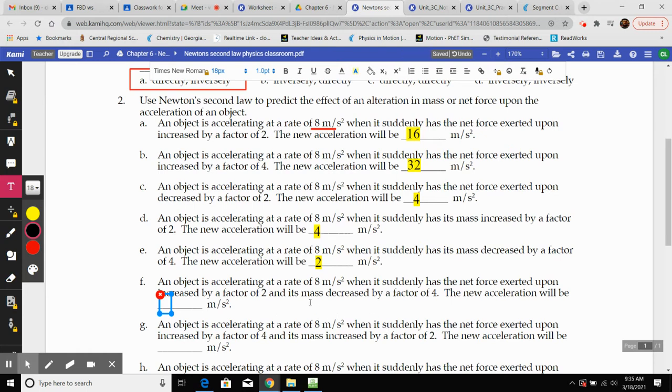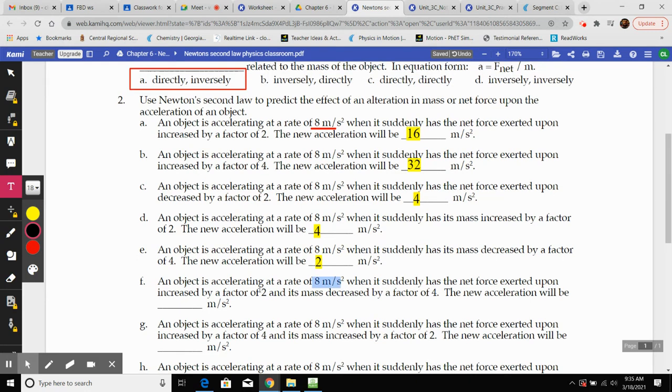Okay. So now in letter F here, acceleration was originally 8. Force increases by 2. So what would the acceleration become? 16. Good, 16. And now it says the mass is decreased by 4. Remember, mass is the opposite. So if it decreases by 4, we're going to multiply the acceleration by 4. Just think about it. If something gets 4 times as light, you should be able to push it 4 times as fast, right? So then you would do 16 times 4 would be 64.